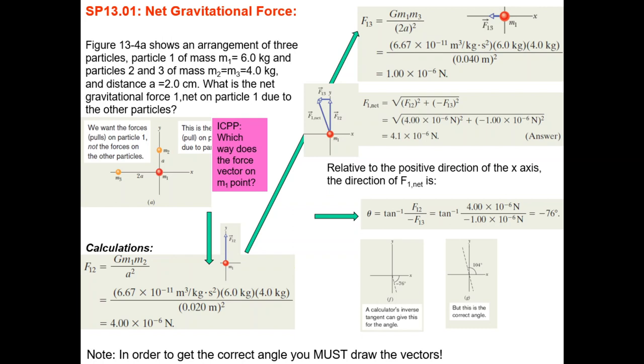is G m1 times m2 over a squared. Let's put in the values: 6.67 times 10 to the negative 11 m cubed over kilogram times second squared, multiplied by 6 kilograms times 4, that is 24, over 0.020 m squared. Let's simplify it. Okay, I'm going to get this value, 4.00 times 10 to the 6, and then the net.